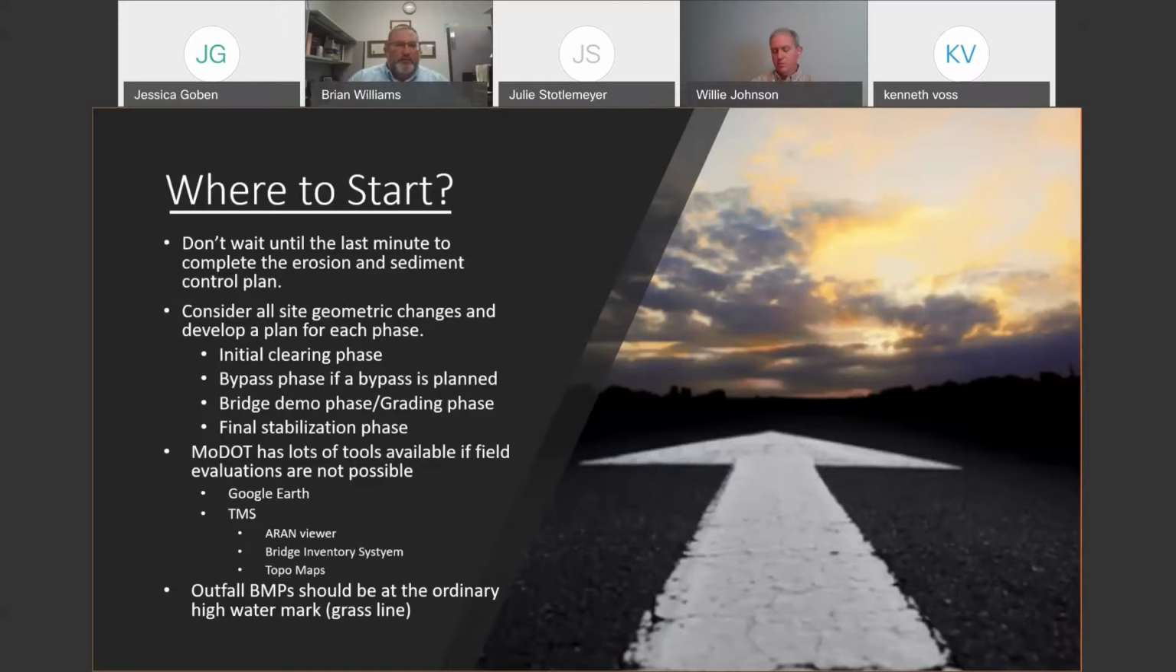Outfall BMP should always be placed at the ordinary high water mark, okay, or basically the grass line. Ordinary high water, when we're talking about erosion sediment control, is different than what we're talking about ordinary high water for your bridge design. Okay? So when we're talking erosion sediment control, where does that grass line start or stop, however the case may be, and where does the normal bank of the creek start? Okay? So where that grass line is, that is your ordinary high water line.